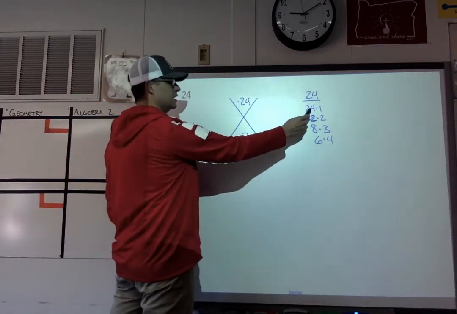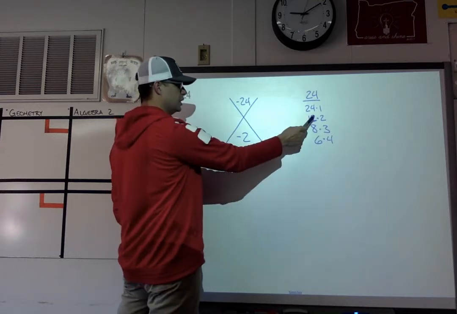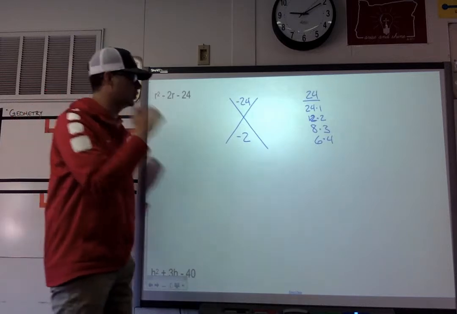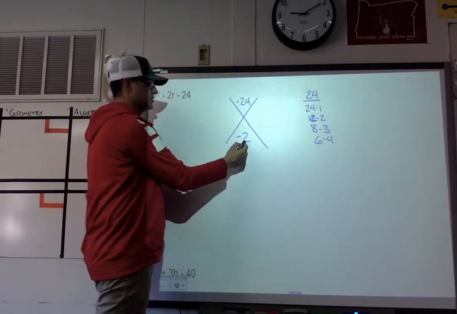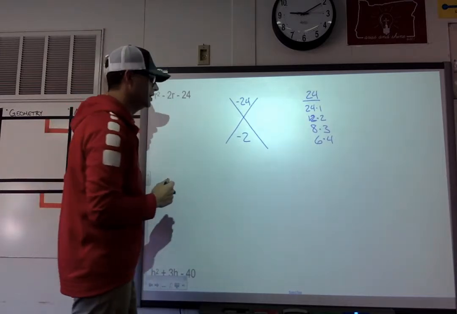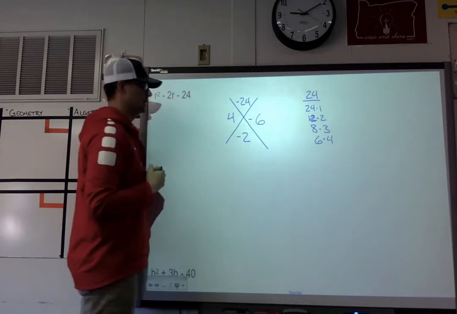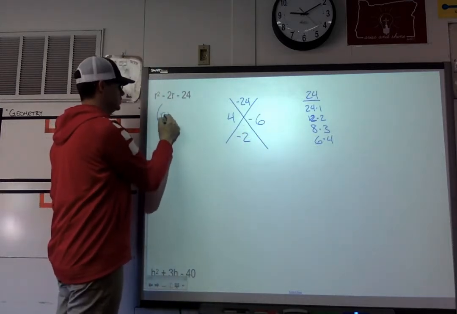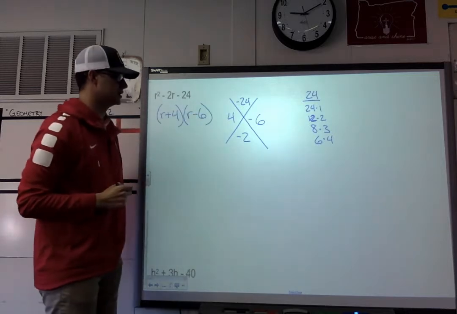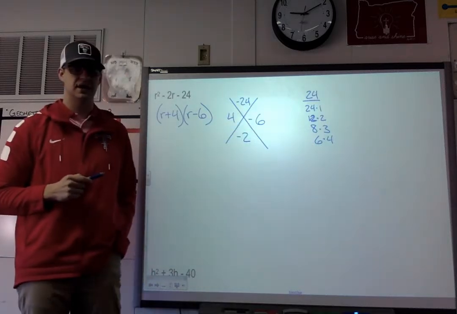So in this case, 24 and 1, those aren't going to add to negative 2 if we make one negative. 12 and 2 won't, 8 and 3 won't. So we're going to have to use 6 and 4. Since what we're adding to is negative, that means the larger number of the two needs to be our negative number. So we would use a positive 4 and a negative 6: r plus 4 times r minus 6. Those multiply to negative 24 and add to negative 2.